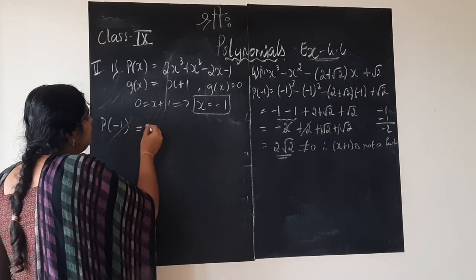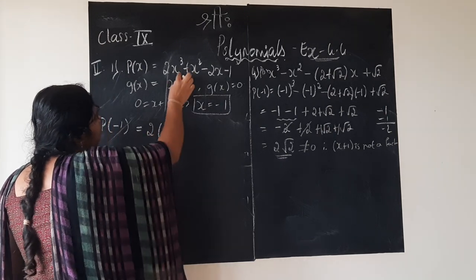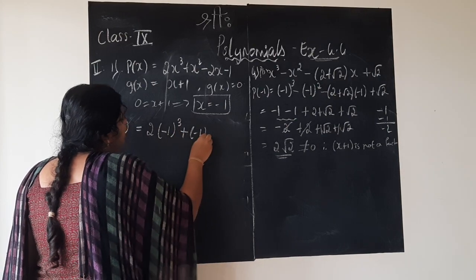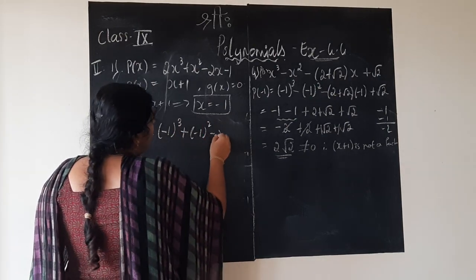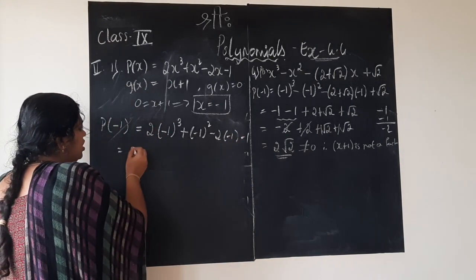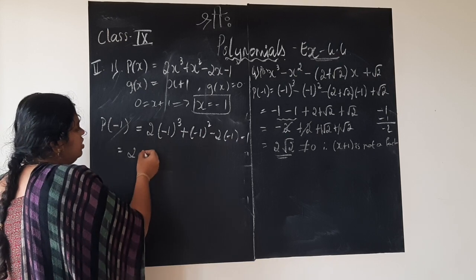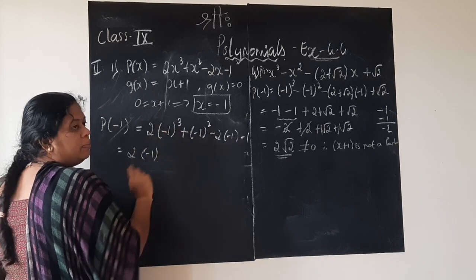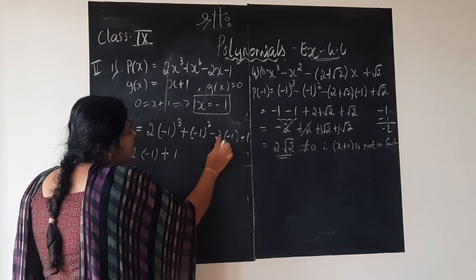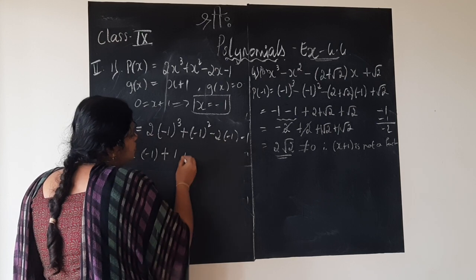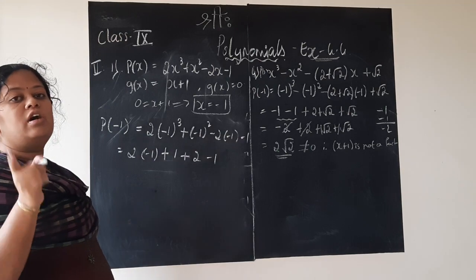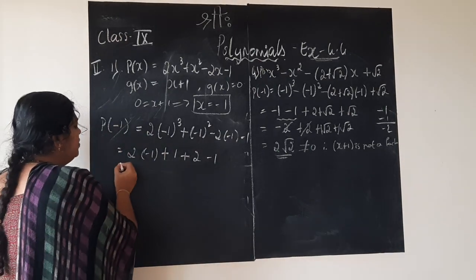So P of minus 1 is equal to 2 as it is. Be careful with the bracket. x cube, that is minus 1 whole cube, plus x square, that is minus 1 whole square, minus 2 into minus 1, and last term minus 1 as it is, equal to 2 into, children, minus 1 whole cube, and it is clearly minus 1, why? Because the power is odd. Now plus as it is, minus 1 whole square, that is plus 1, here no power, so minus into minus is plus, 2 into 1 is 2, and last term minus 1 as it is. You should not leave any term in hurry. Do it carefully.